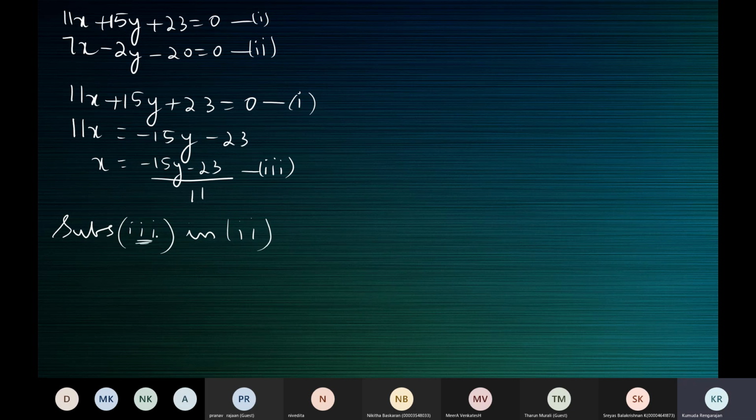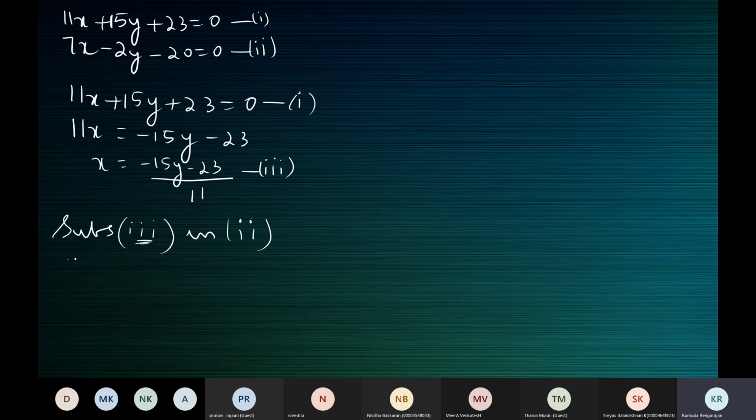How did you get 3? From 1. Using equation 1, you got 3. So now you should substitute this value of x, which is here, minus 15y minus 23 by 11, in the second equation. You should not do it again in the first equation. You got 3 from 1 only. You substitute 3 in 2.